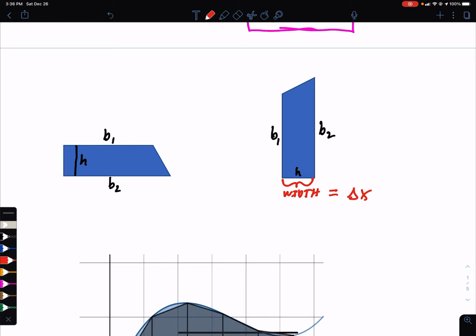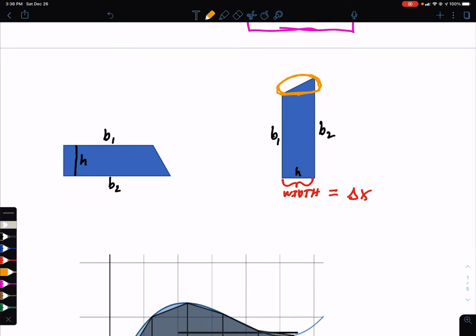Just like when we did Riemann sums, the width of our rectangles were delta x. And the same thing here. If you see it's a trapezoid, the only difference with a trapezoid, you're going to have an extra piece on top, which you didn't have with the Riemann sums. So that's going to be the difference.